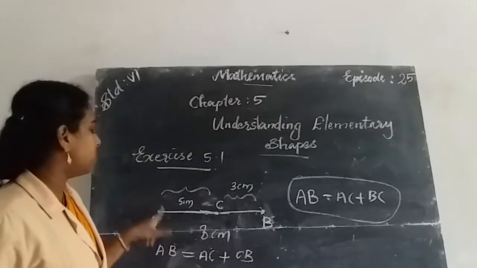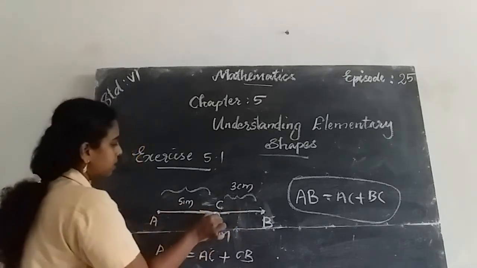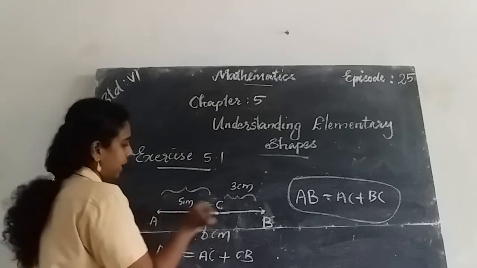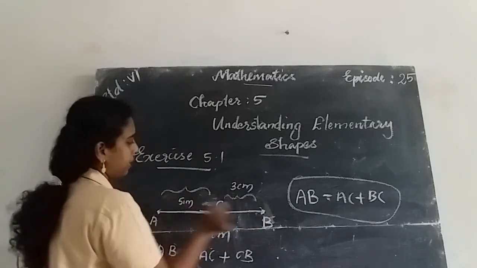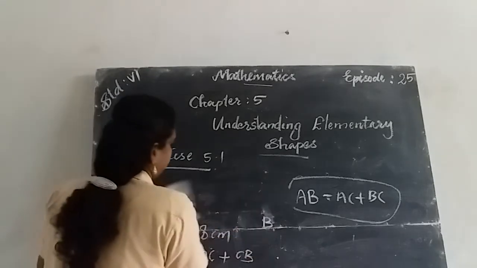You should also draw a line segment of any length. Then mark the point C between A and B. Then find the lengths of AC and BC. Then prove that AB is equal to AC plus BC.